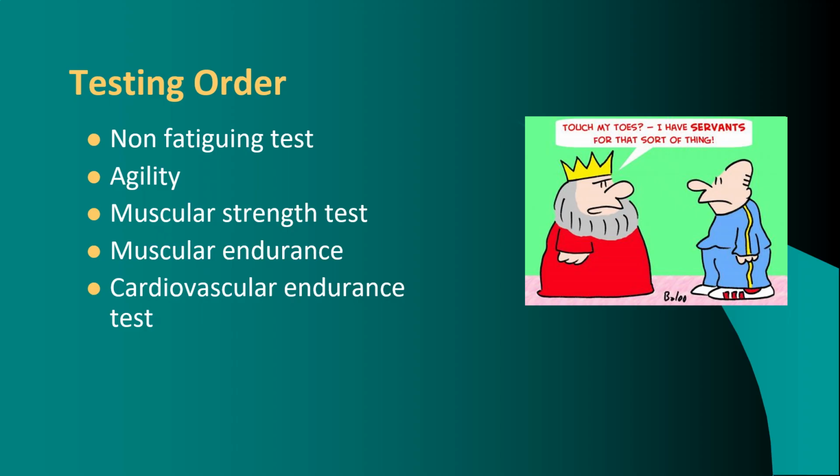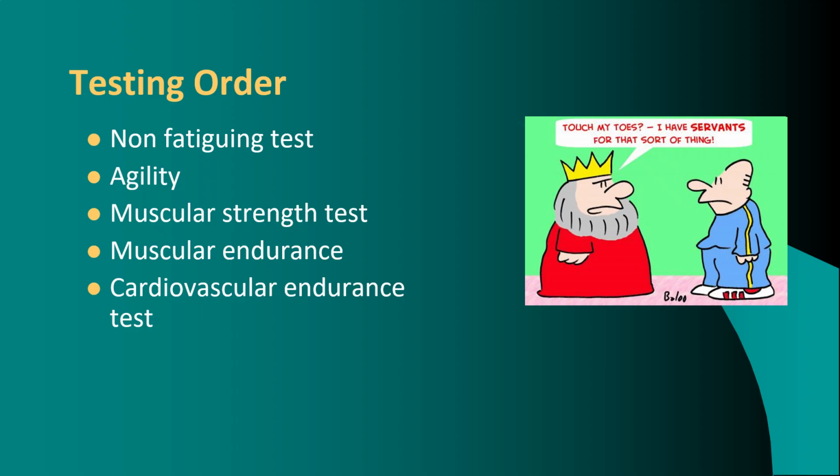You want to do the non-fatiguing tests first. If you're doing any type of agility, that would be next. Agility is not very stressful. Thinking here, the T-test, the Pro Agility, or any other modified agility test, you could put those here. Muscular strength test would be next, then muscular endurance, then cardiovascular endurance test last.